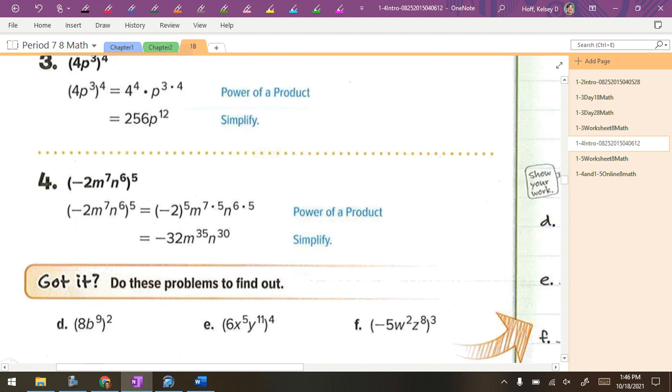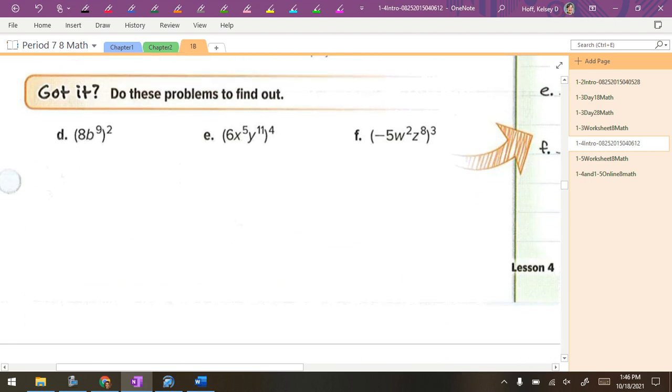Okay, so let's go all the way down to D: 8b to the 9th, all raised to the second power. That second power is on the outside. The very first thing is that second power has to get shared. Okay, follow along with me. That 8 needs the second power, and b to the 9th needs the second power.